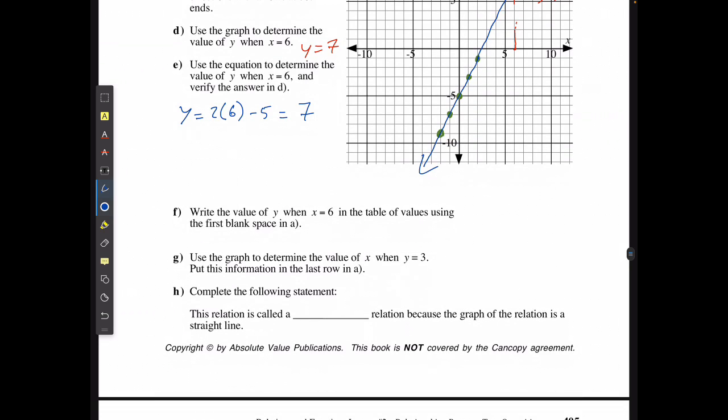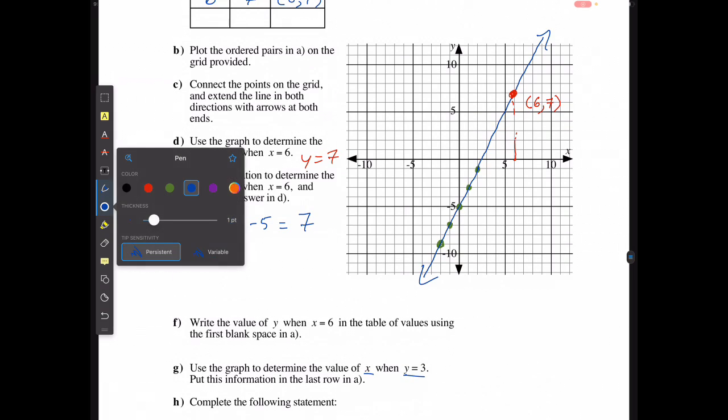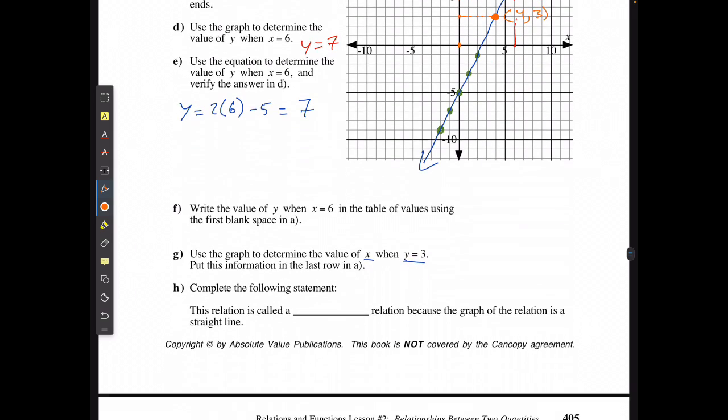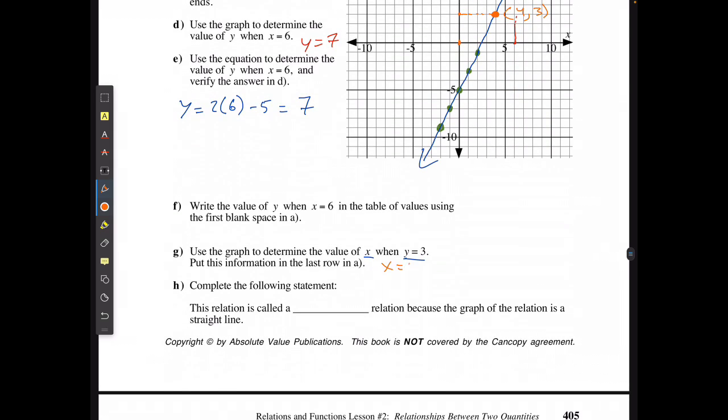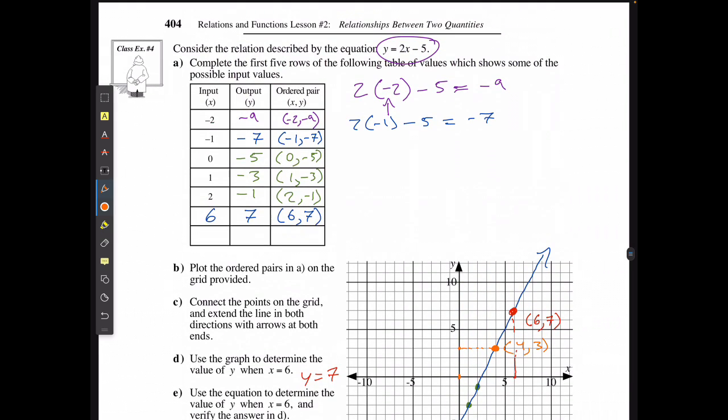If I'm using the graph to determine the value of x when y is equal to 3, then in this case, I'm actually starting out with the y, where I'm going to say that from the origin I'm going to go up 3 for y, and then head straight to the right in this case to connect with the graph. And this occurs at the coordinates of 4 and 3, which means that x would equal 4, and I'm going to put this information in the last row: when x is equal to 4, y is equal to 3, or I have the point of 4 and 3.